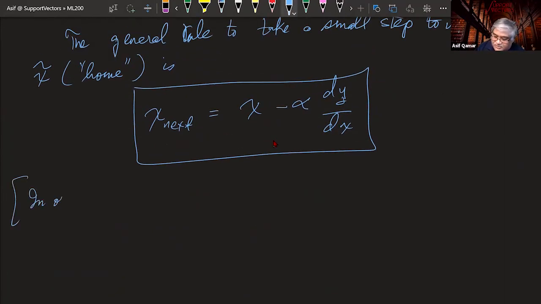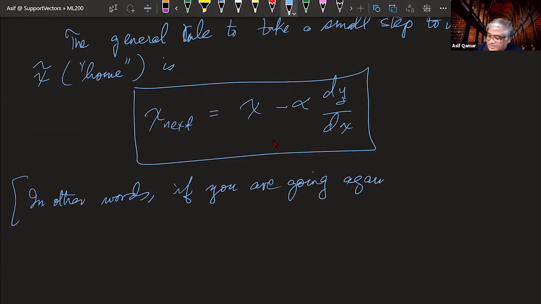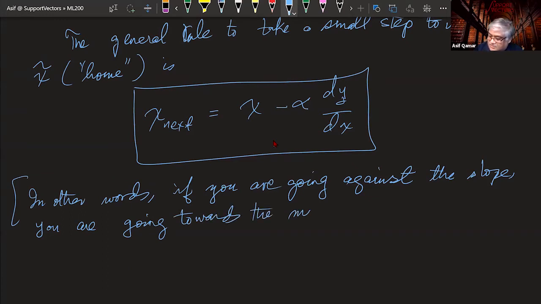So the rule is, I'll write it down. In other words, if you are going against the slope, you are going towards the minima. It's just many ways of saying the same thing.